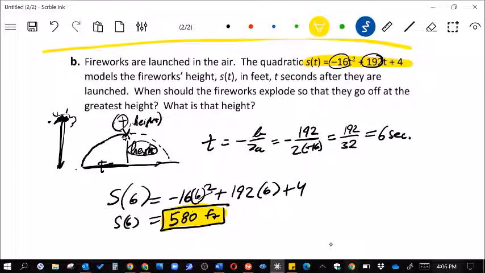So that's the height, and that height is this amount. And when should they explode? That was 6 seconds.